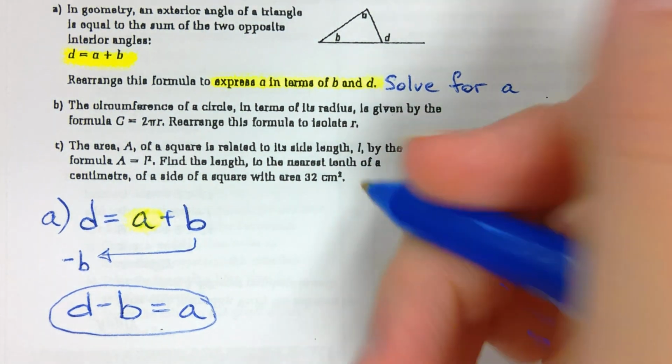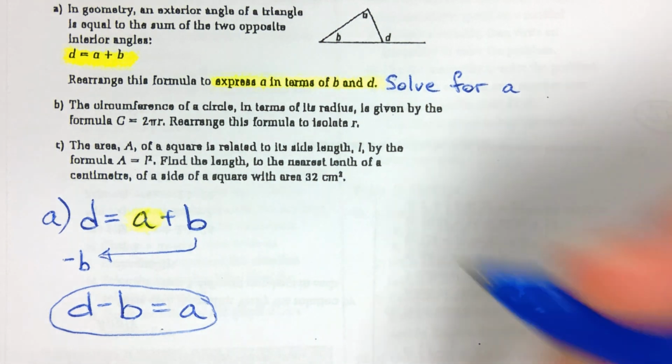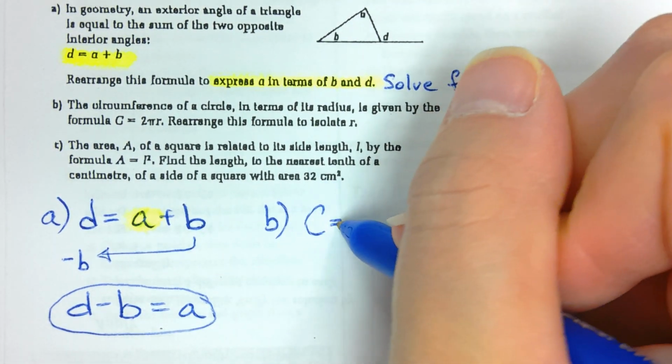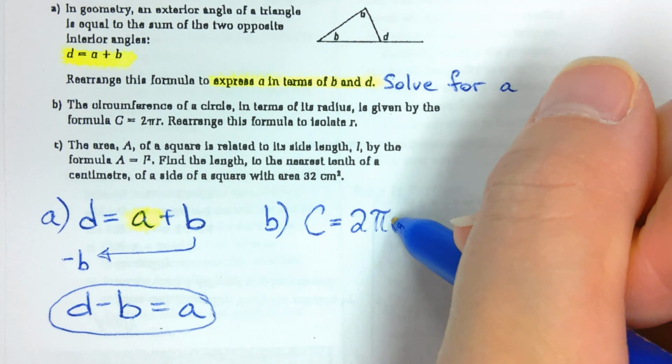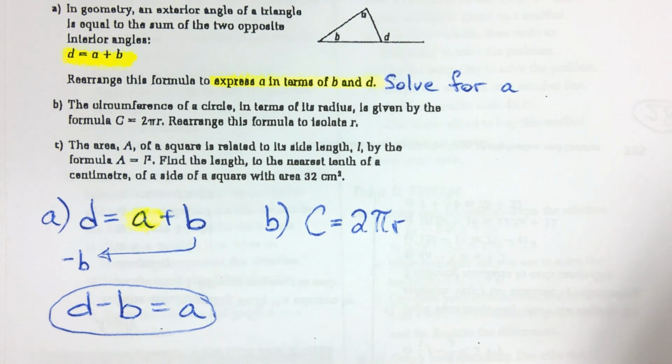Okay. It looks weird. You're probably thinking, but where are the numbers? There are no numbers in this one. All right. What about this one? C equals 2 pi r. By the way, what formula is this? Who remembers? Circumference of a circle. Good. Okay, so that's why it's C equals.